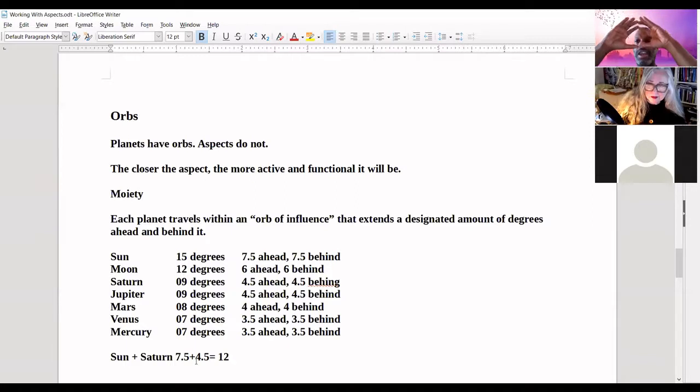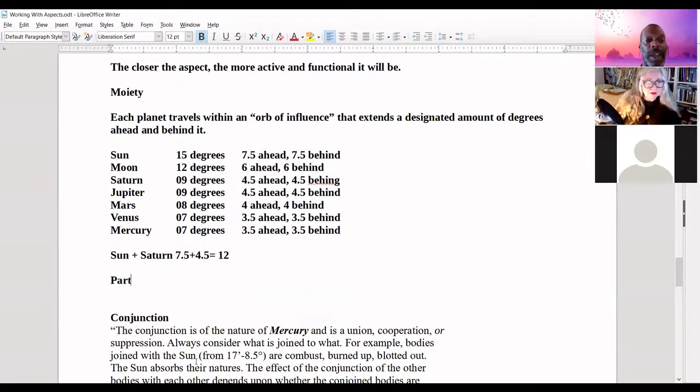As the sun moves closer, because remember the sun is faster than Saturn, and moves within 7.5 degrees of Saturn, it has Saturn within its orb. Then when it moves to 4.5 degrees away from Saturn, it's within Saturn's orb of influence. After that, it gets closer and closer until it's what we call partile, or exact. Partile is the word for an exact aspect.